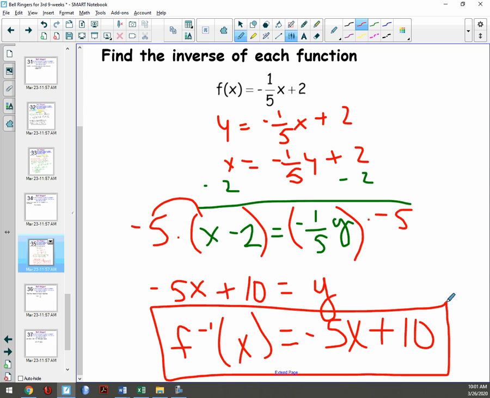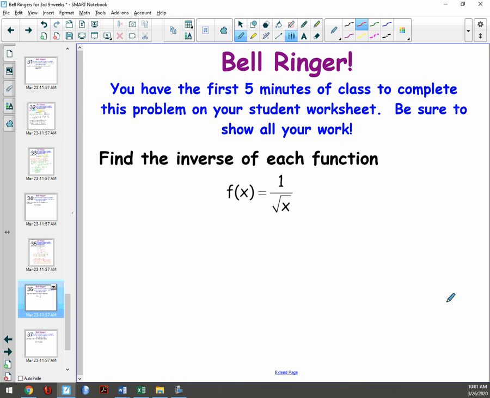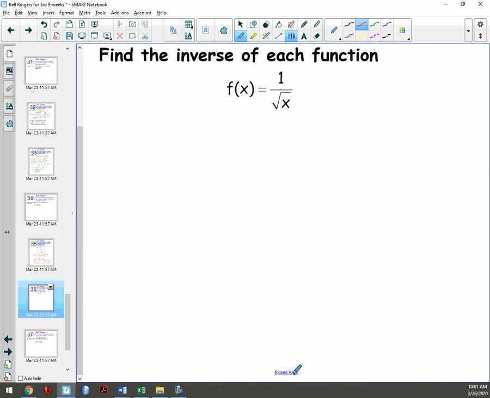Now that one was pretty simple, but the next one isn't going to be as simple. It's going to be a little bit more thought process going on. So we're going to do the same procedure. You're going to go ahead and replace f of x with y. So I have y is equal to 1 over the square root of x.